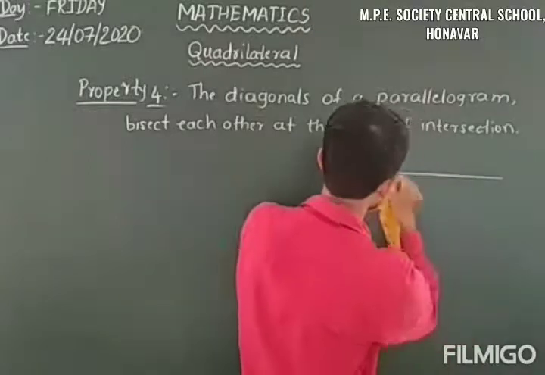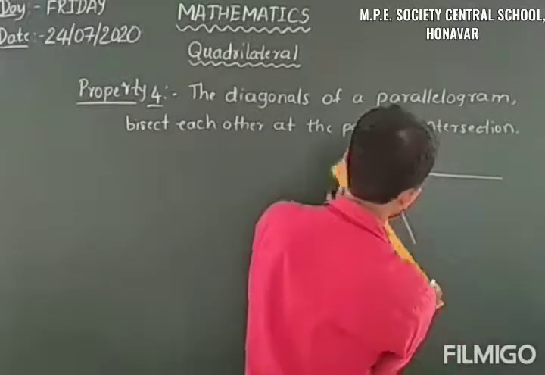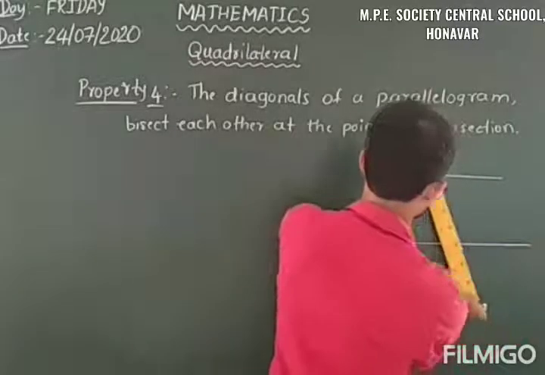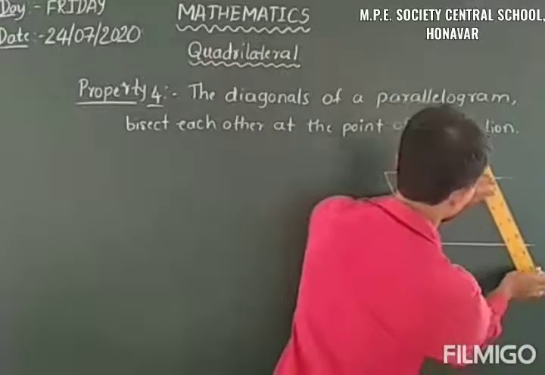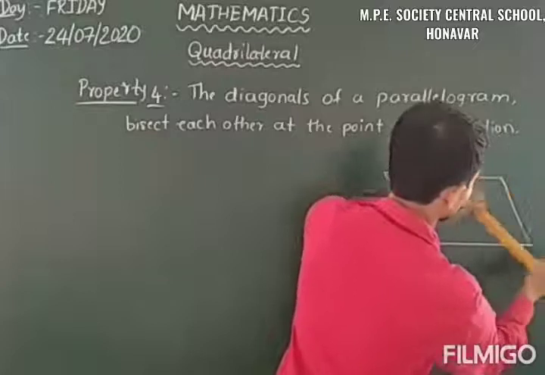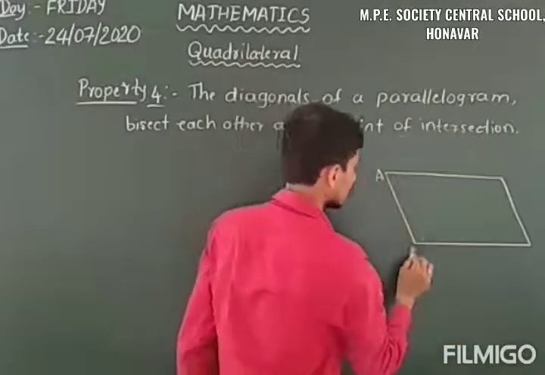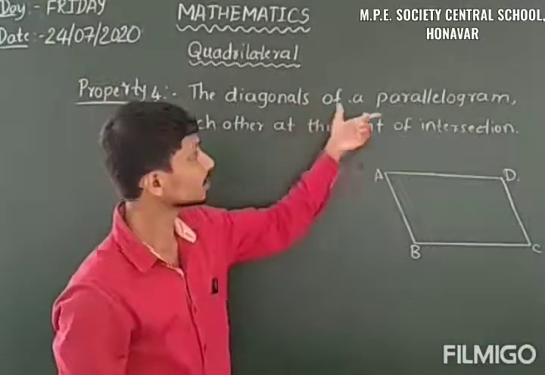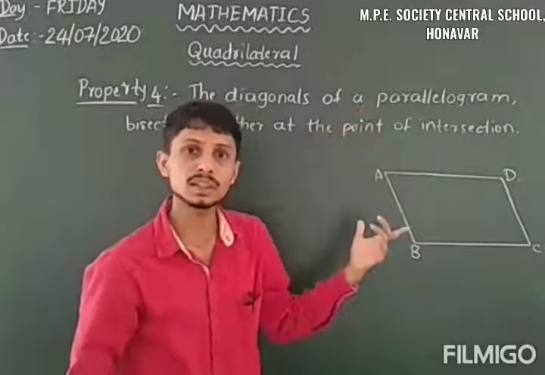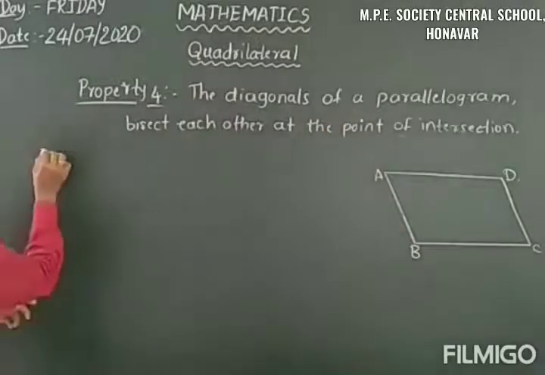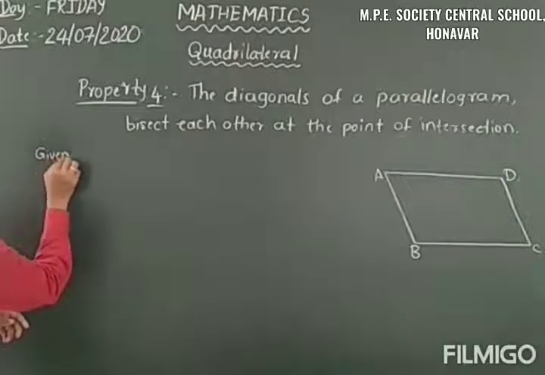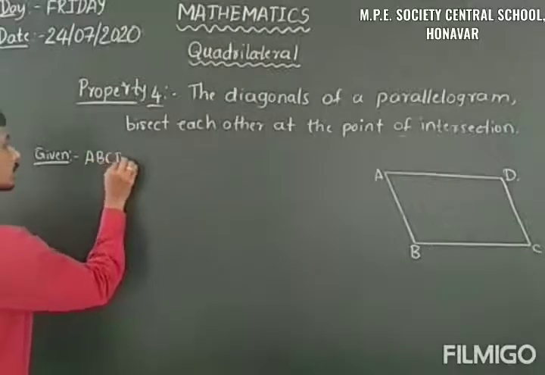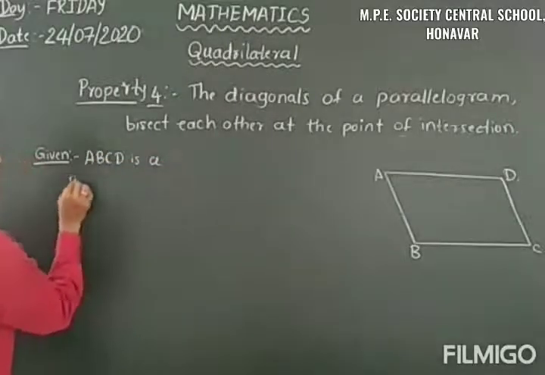This is the ABCD parallelogram. This is the given thing, because the diagonals of a parallelogram are what we are concerned with. So firstly we have to write the given. What is the given thing here? ABCD is a parallelogram.